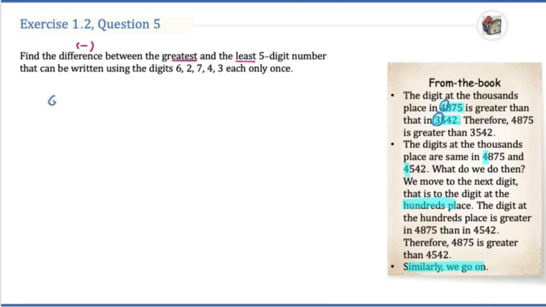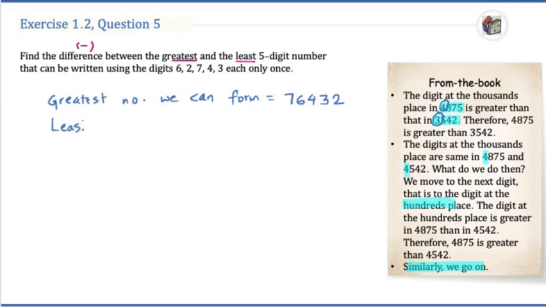So if I'm trying to write down the greatest 5-digit number that I can form, what will it be? You start with the greatest possible digit. Out of all these 5 digits that you have, the greatest digit is 7. So you start with a 7. And then to keep it very big, take the next greatest digit. So you take 6, which is the next one. Then the next one is 4. Then there is 3. And then there is 2. There is nothing greater than this number that you can form using these digits.